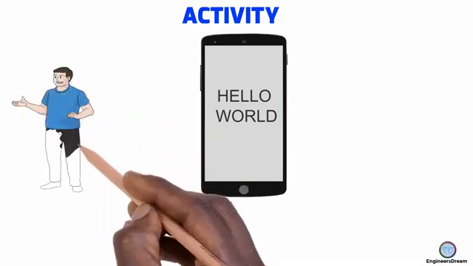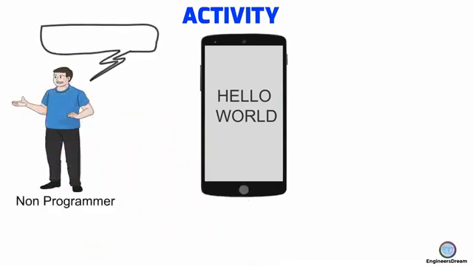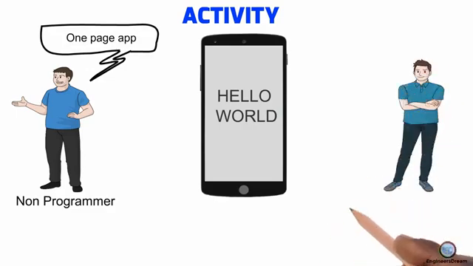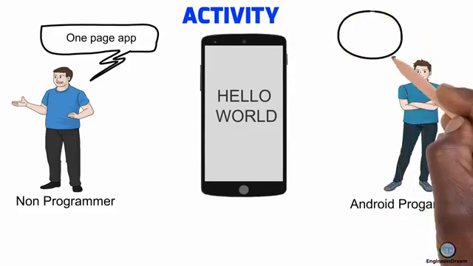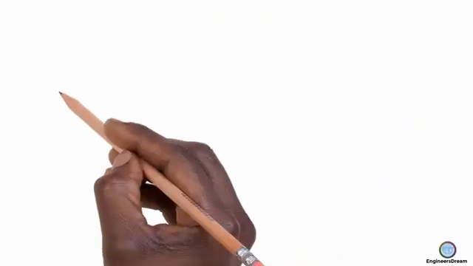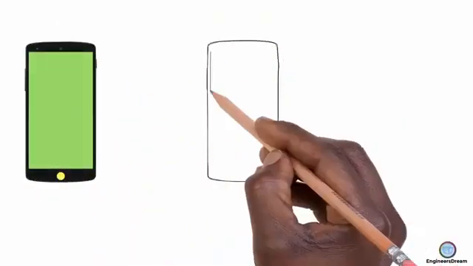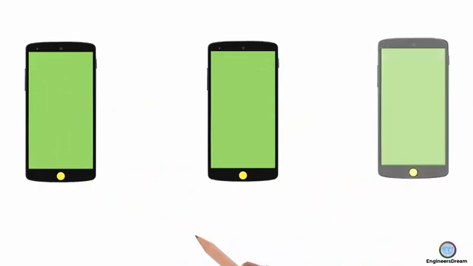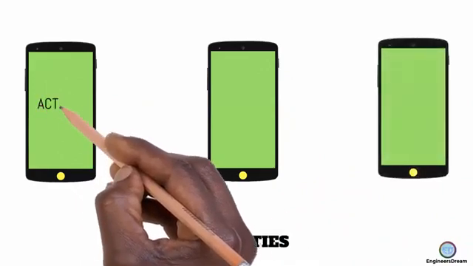Suppose you create a simple Hello World application which consists of a single page, and you show this application to a non-programmer. For him, this is an application which consists of a single page. But as Android developers, instead of calling this a page, we call this an activity. So according to me, this is an Android app which consists of a single activity made up of two main files, main_activity.java and activity_main.xml. If you have an application which consists of 3 pages, then in technical terms, your application consists of 3 activities.